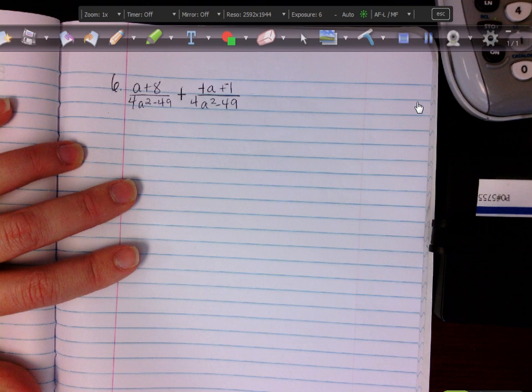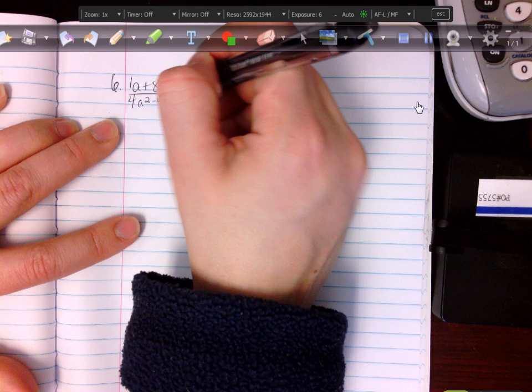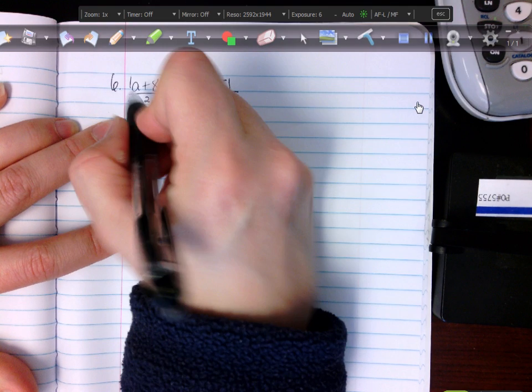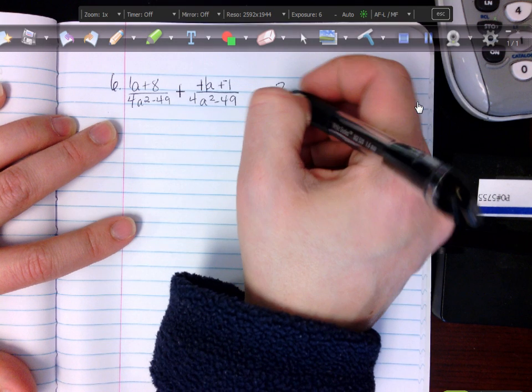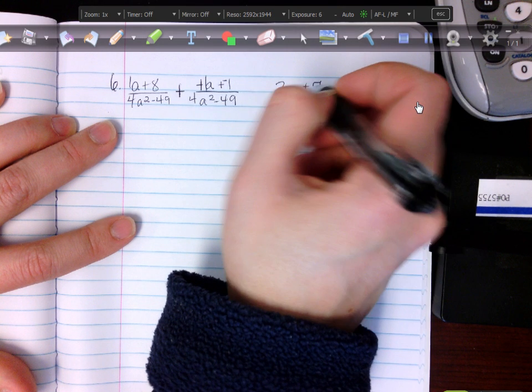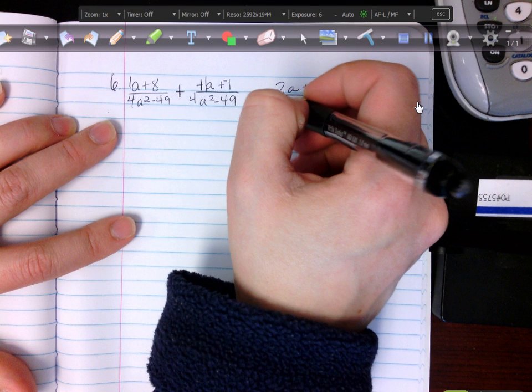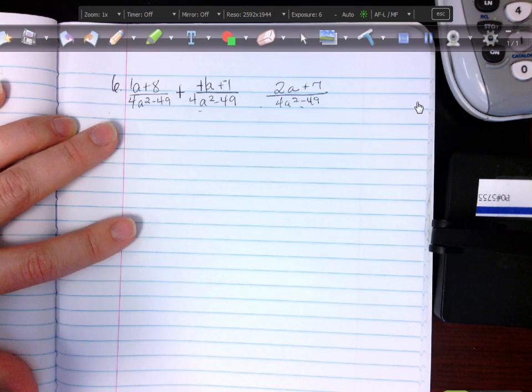So now I'm ready to just go ahead and add across. I'm going to go ahead and put 1s in front of my a's here because I like to remember that I'm working with an understood 1. So 1 plus 1 is 2a, and then 8 minus 1 is going to give me 7. Over, again, it's 4a squared minus 49. My denominator just comes straight across.